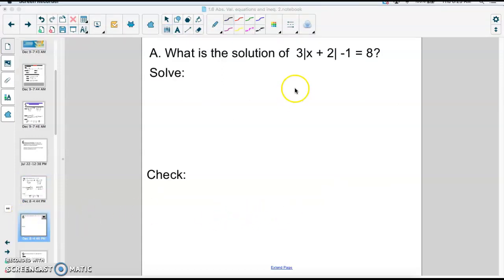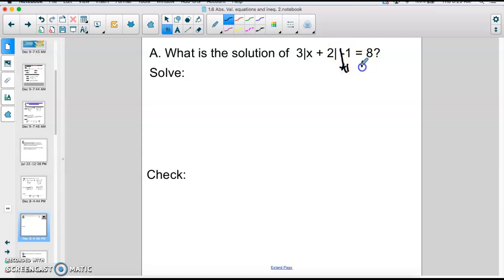All right, for this one, a little bit more complex. Now we have stuff outside of the absolute value symbol. And before we go to solve this, we need to move all of the extra stuff over to the other side. So we're just left with the absolute value. So the first thing we're going to do is add 1. We're going in reverse order. So we'll add 1 to both sides.